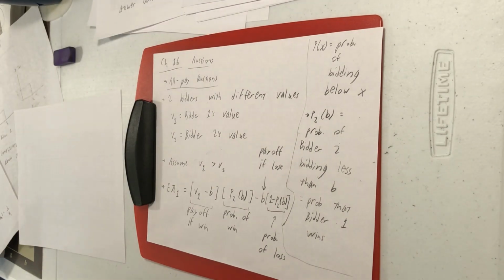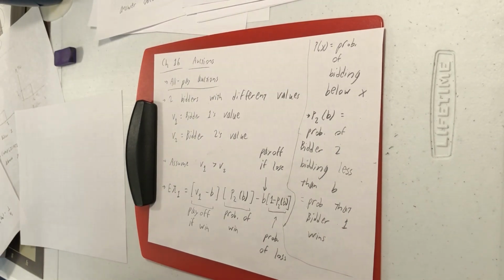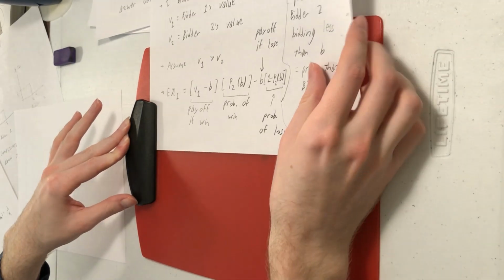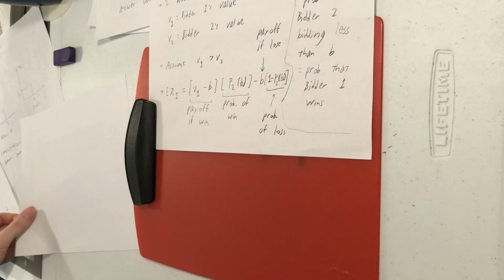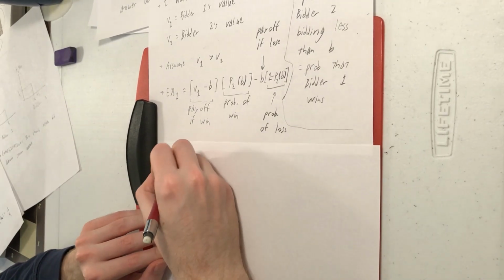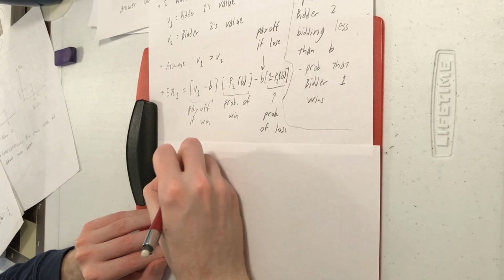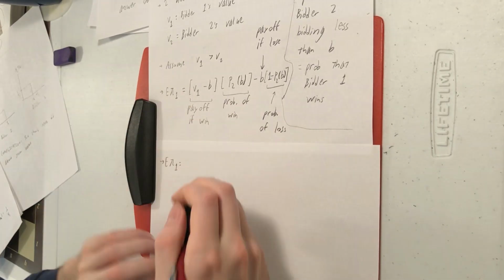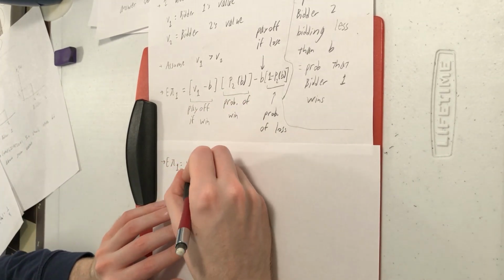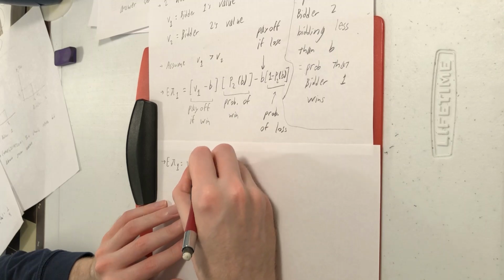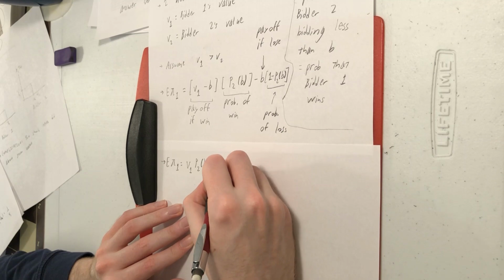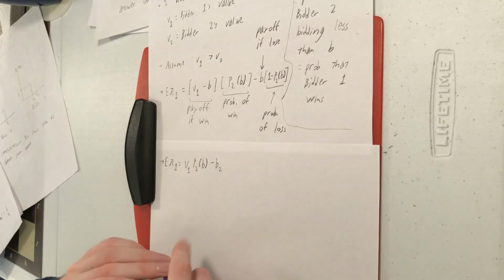All right, so we found bidder 1's expected payoff. We can simplify a bit. So I'm going to expand this term. I have V1 times that, and I have minus B times that.